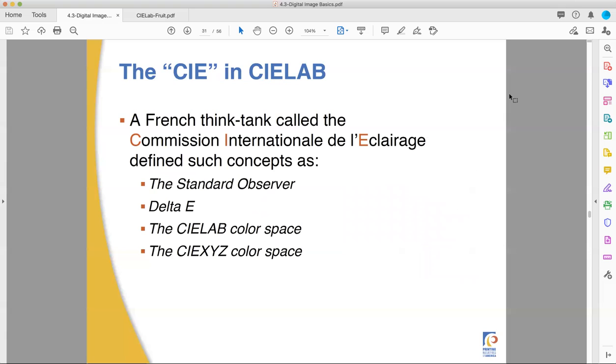The C in CIELAB, CIE, is the French think tank. And I'm going to butcher this because I don't actually speak French. The Commission Internationale de l'Éclairage, or the International Commission on Illumination. And this is coming up with the ideas of a standard observer, something called delta E, which is a frat I'm going to start one of these days, I swear. And then the CIELAB and CIEXYZ color spaces are all things they've come up with.